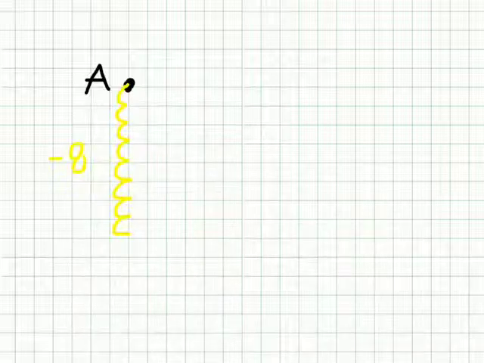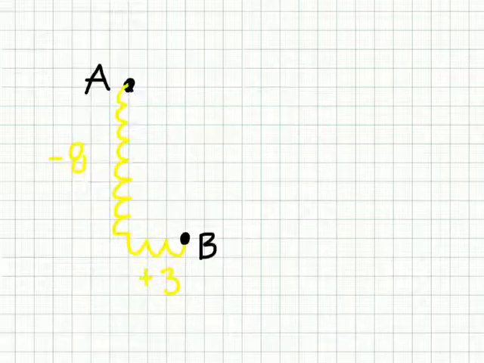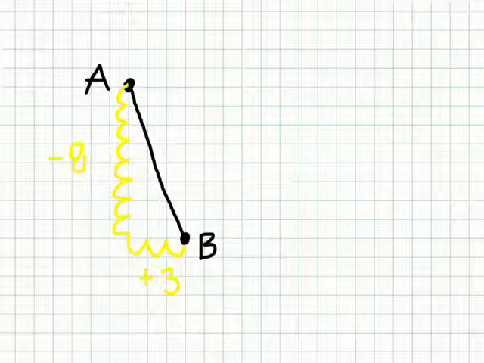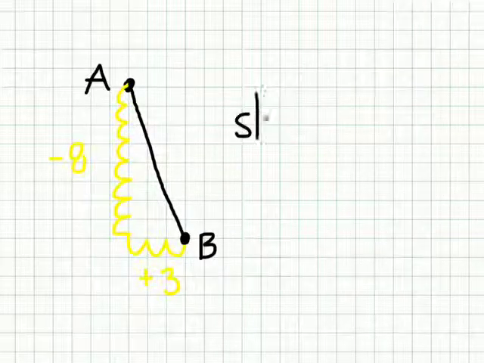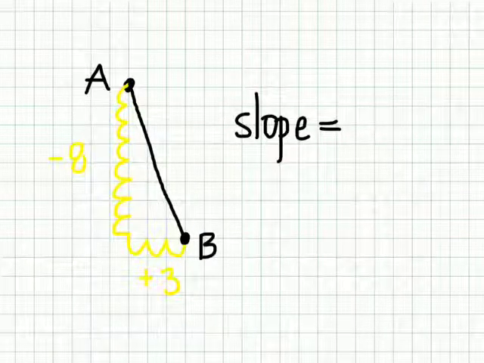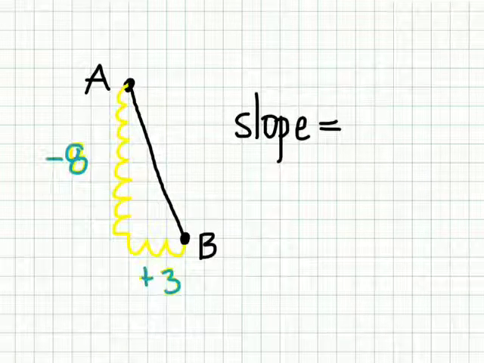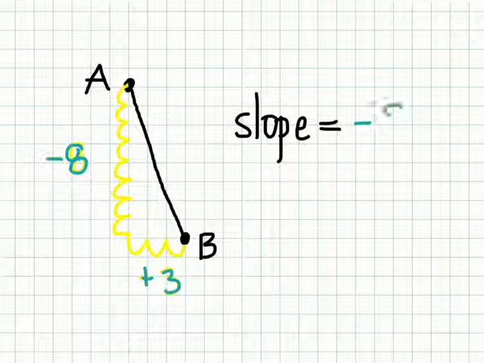Positive or negative? So does it go left or right? Left or right? Good. 1, 2, 3. +3. So the second point is here, and I can draw my line. So this line has a slope of, what's the final answer? Ishmael? Okay, this has a slope of -8/3.